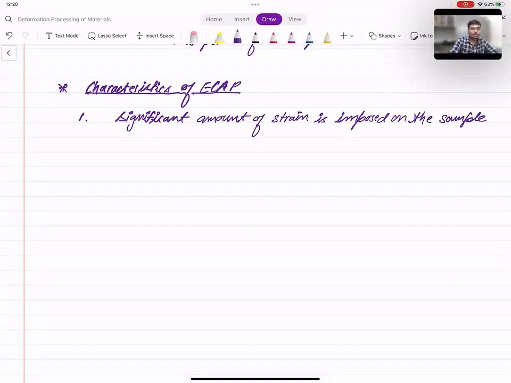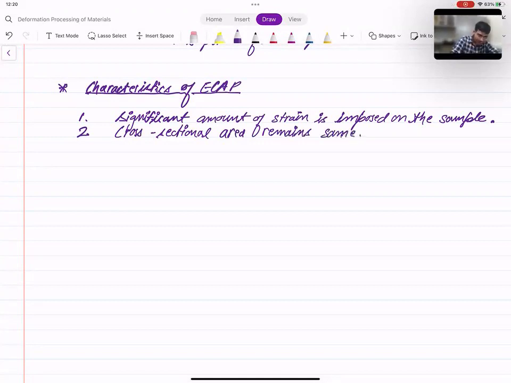And also we have seen that there is no change in the cross-sectional area or dimensions. So the cross-sectional area remains the same. And the stress is accumulated in a small region. So stress accumulation in small regions.